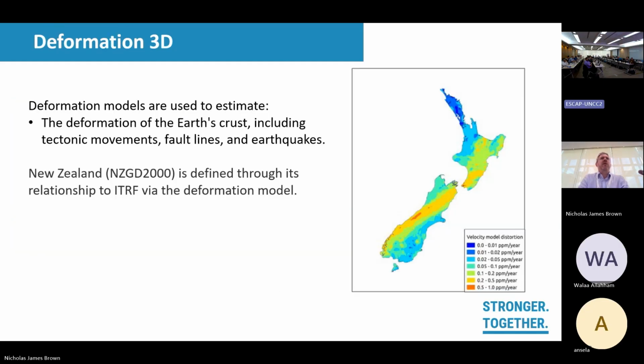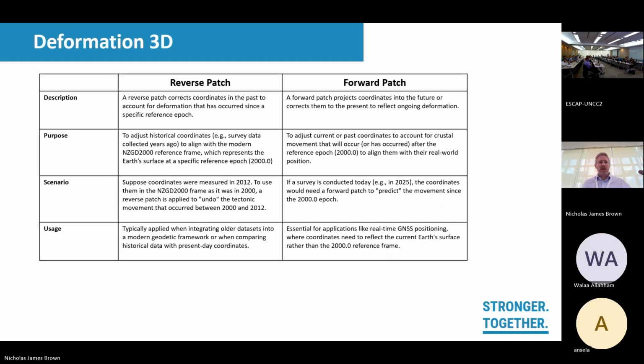This is what it looks like from a 3-dimensional perspective that's been done within New Zealand. They're using deformation models to estimate the deformation of the Earth's crust, including tectonic movements from things like earthquakes. So New Zealand have the New Zealand Geodetic Datum 2000, and it's defined through its relationship with ITRF via a deformation model. And they've got an interesting case. They've got two: a reverse patch and a forward patch.